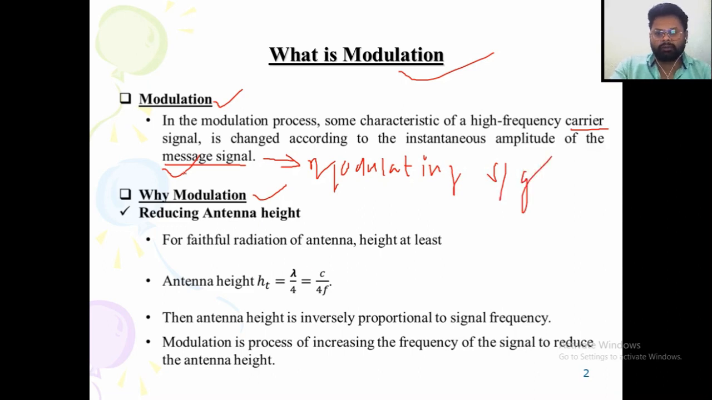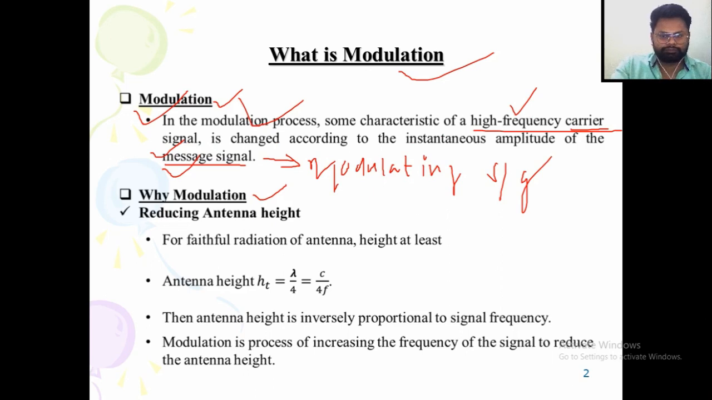The message signal is also called the modulating signal. Ultimately, modulation is the process of mixing the carrier frequency and the message signal, which has a very low frequency compared to the carrier signal, so that we can transmit the signal faithfully.